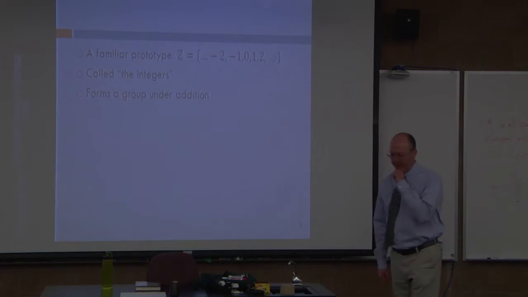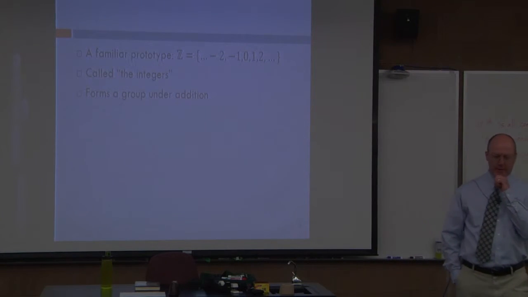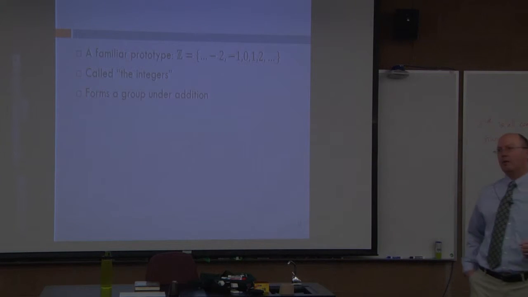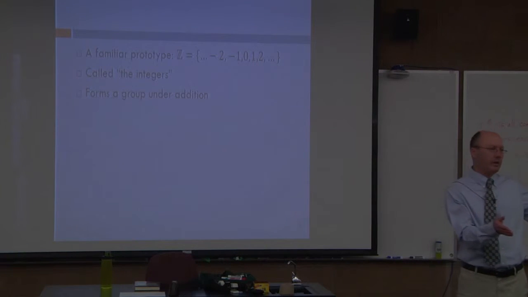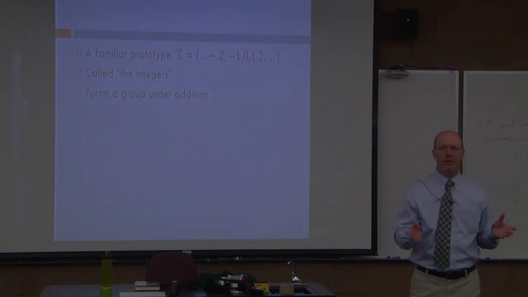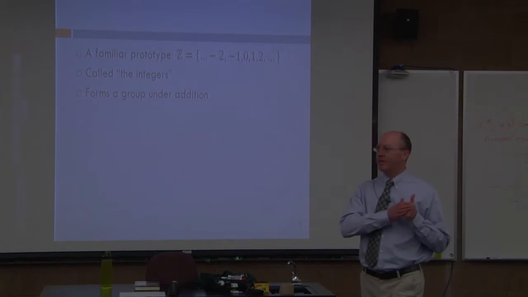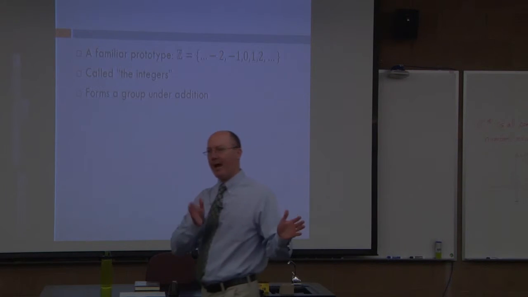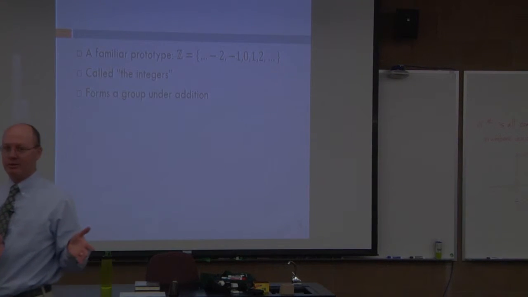The prototype really for groups is what we call the integers. The integers are all of the counting numbers, 1, 2, 3, 4, 5, 6, etc. Include 0 because that's the one that doesn't change anything when you add it to other numbers. You have to put in the negatives as well because you want to be able to add and you want to be able to cancel the addition.